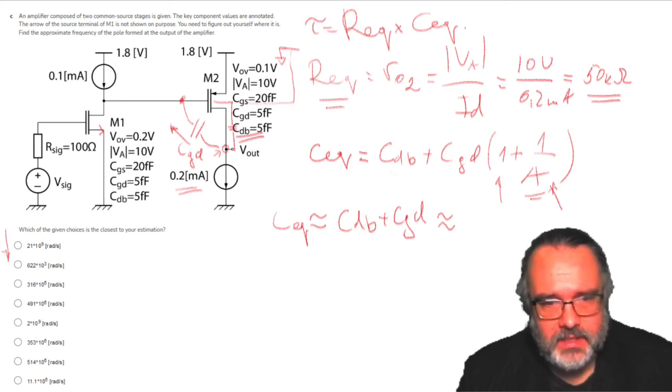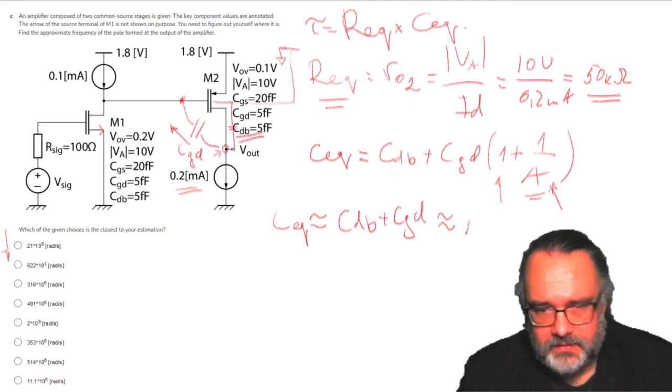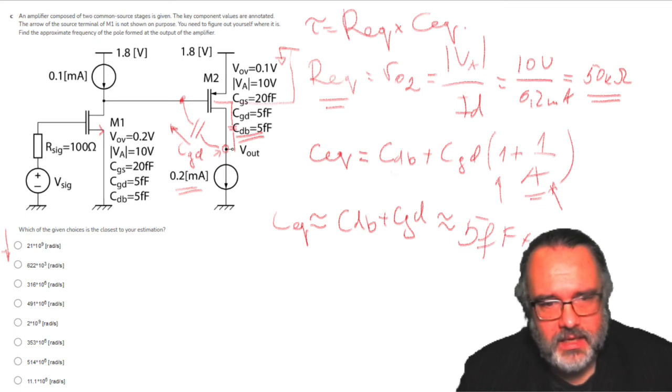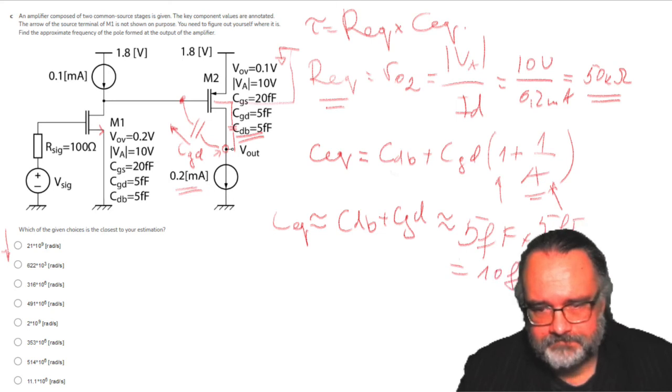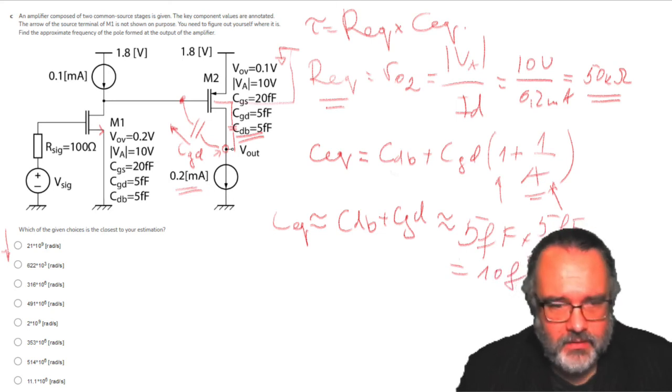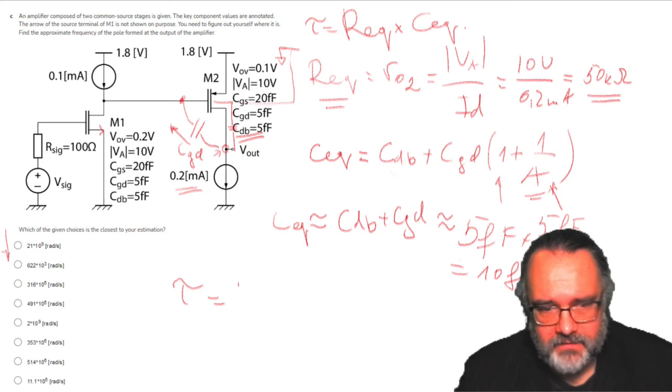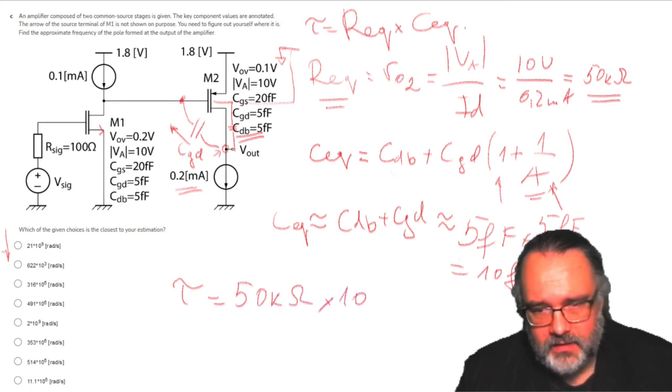Drain bulk is 5 femtofarad, and gate drain is 5 femtofarad. So in total 10 femtofarad. Now I can calculate what the time constant is. I have 50 kilo ohm, and here I have 10 femtofarad.